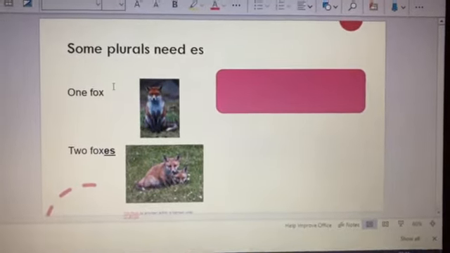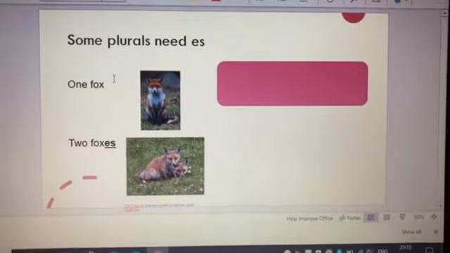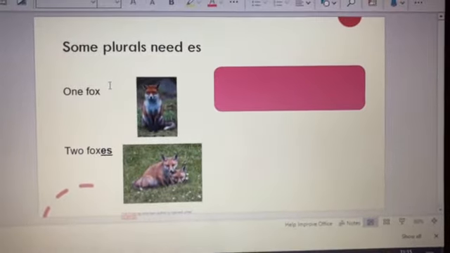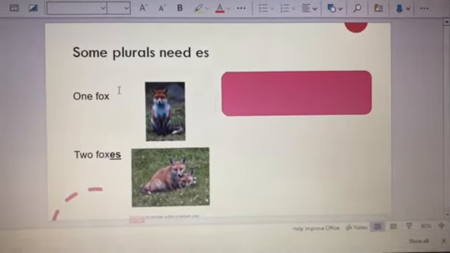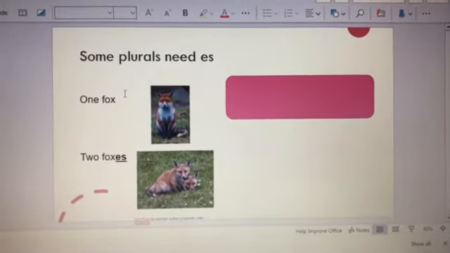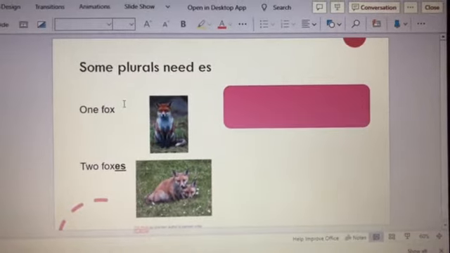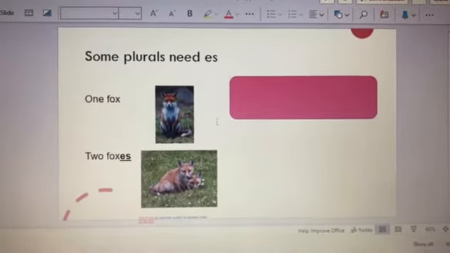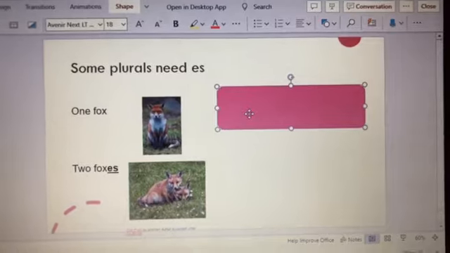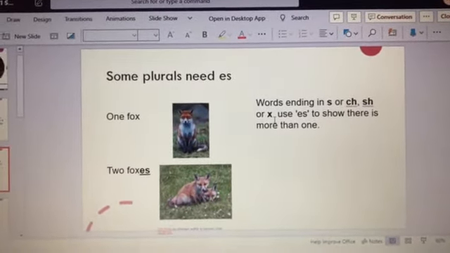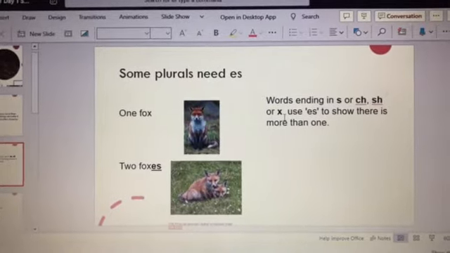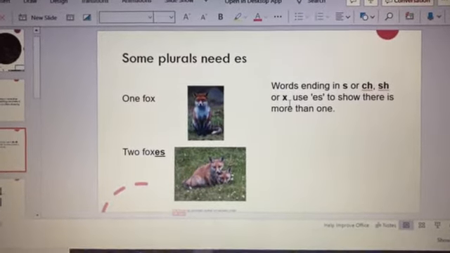We can't go around saying fox and just adding S, because it doesn't come out right. Fox, you try saying foxes. So to make it sound like there's two or more, we need to say foxes. And that S sound is made up with the E and the S. So today we're particularly going to be focusing on knowing the difference between singular and plural and adding either S or ES. So how do we know when to add that ES?